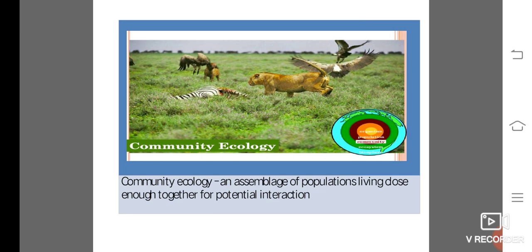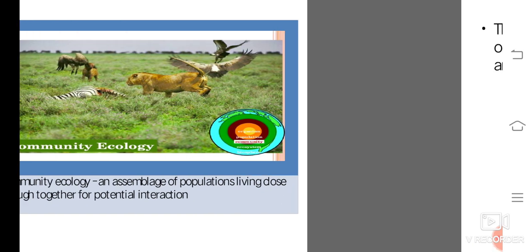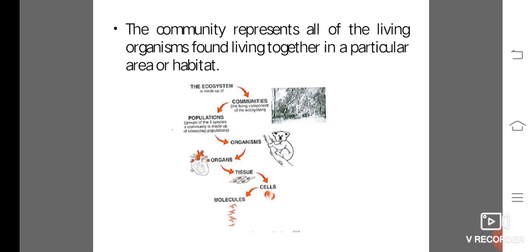Community ecology is the study of the interactions between species in communities on many spatial and temporal scales, including the distribution, structure, abundance, demography, and interactions between coexisting populations. The community represents all of the living organisms found living together in a particular area or habitat.